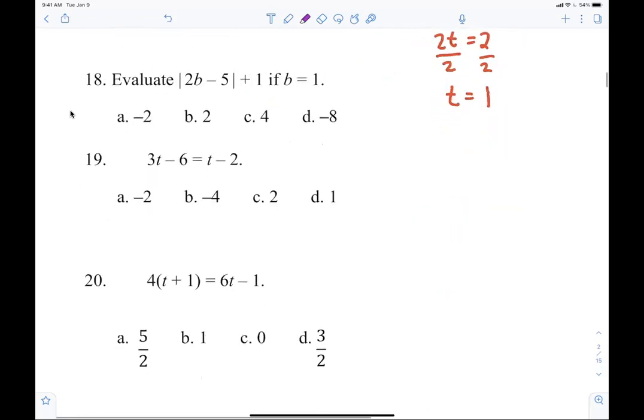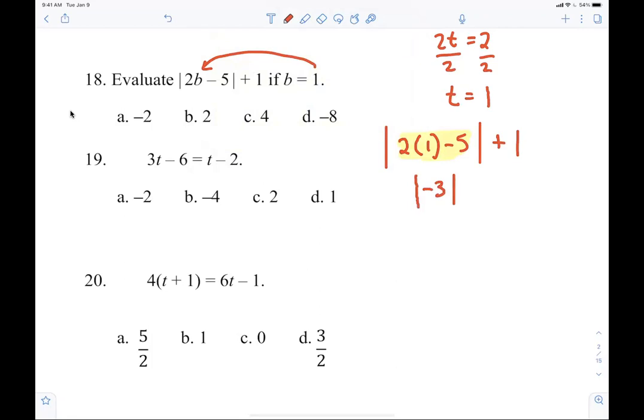All right. Number 18. What are we doing? Remember 18, all we're doing is plugging 1 in for b. Absolute value, 2 times 1 minus 5, plus 1. Wait a minute, so what is this right here? First, tell me what it is. What's 2 times 1 minus 5? Negative 3. So make sure you're reviewing. Yep. So absolute value negative 3 again is what? 3 plus 1, 4. I'm okay with that.